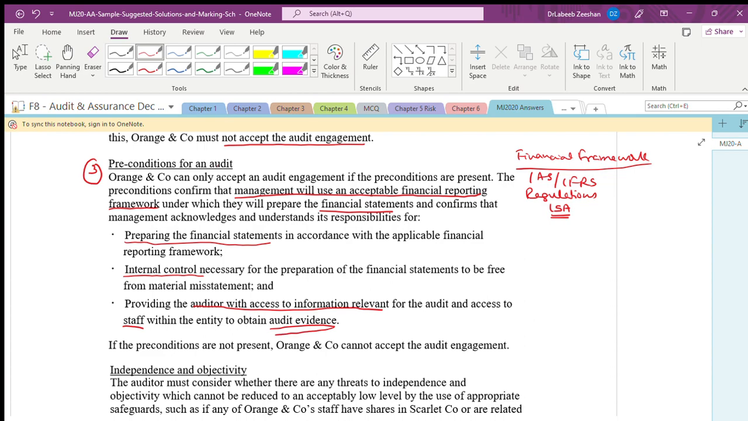What are the preconditions? They should prepare the financial statements as per the financial framework. Is it right? They have to have the internal control necessary for the financial statements to be free from material misstatements, and they should have access to the information as well as to the staff. Is it right? To obtain audit evidence. If the preconditions are not present, we have to decline the engagement.